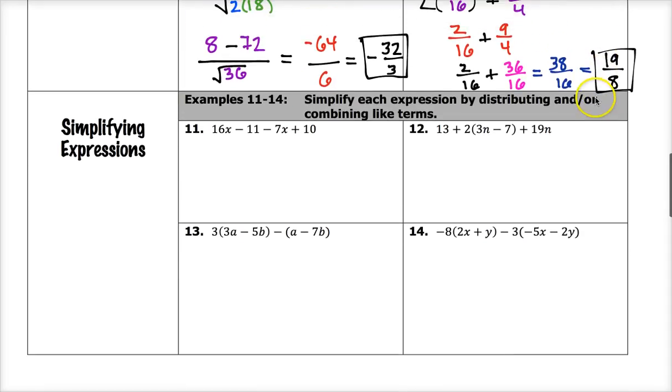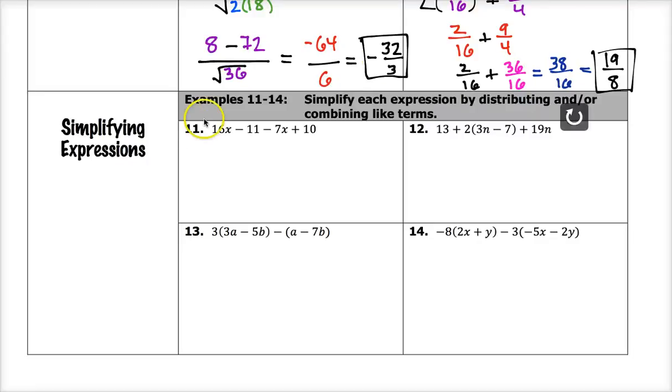Okay, last few examples. We're just going to review how we simplify algebraic expressions when there's no value to plug in for a variable. So that's what 11 through 14 are going to practice. And if you remember, we simplify variable expressions by doing two things: distributing and/or combining like terms.